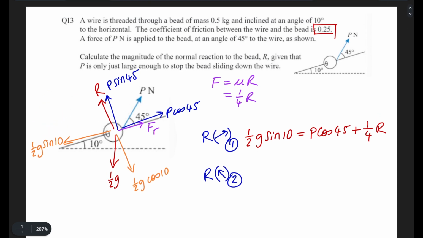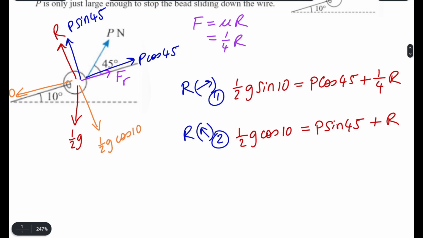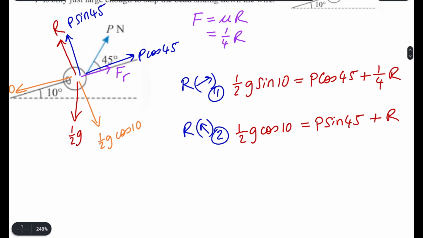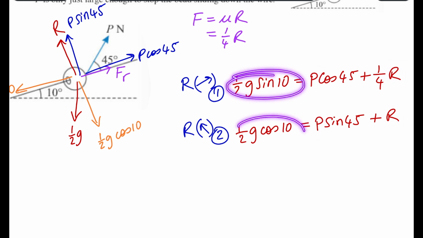In this case, we can say forces going up, which are these forces, because they're going in this direction, equal the forces going down, which is this. So let's label that R. Let's do down first. Half g cos 10 is equal to P sine 45 plus R. What we can see here is simultaneous equations. We have two unknowns. The two unknowns are P and R, and then we've got P here and R here. So those are your x's and y's in a way. This is just a number, this is just a number.